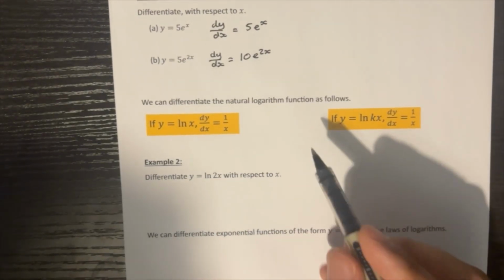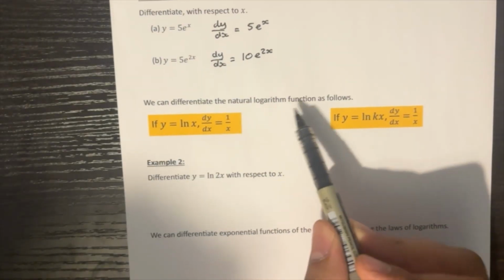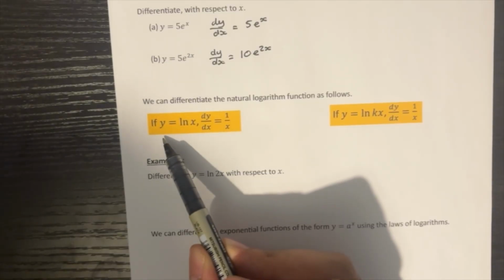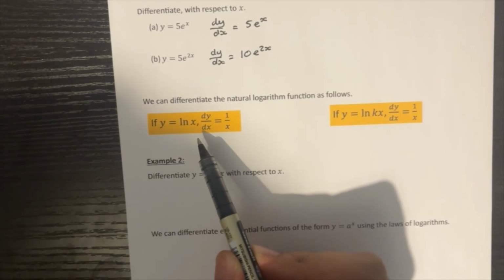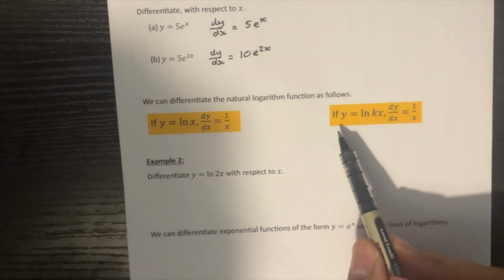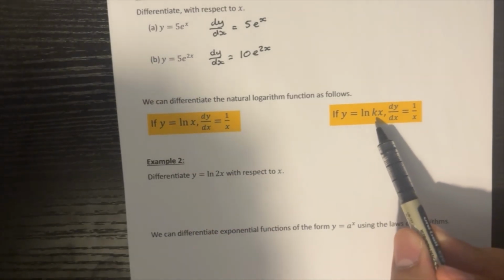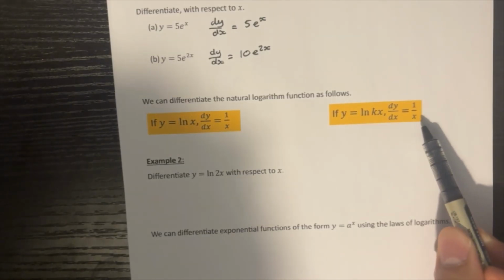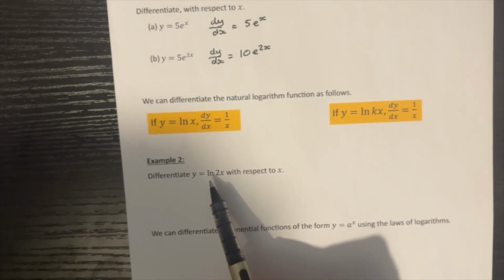We're going to look at differentiating the natural logarithm function now. So the natural logarithm can be differentiated as follows. If y is equal to ln x, then dy by dx is equal to 1 over x. And if y is equal to ln kx for some constant k, then dy by dx is also just 1 over x.